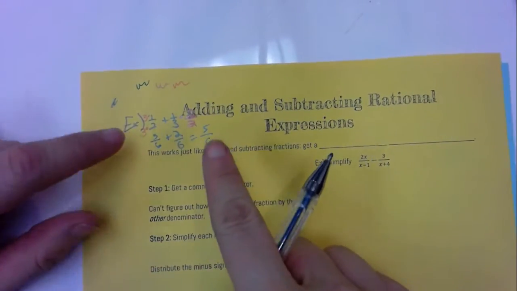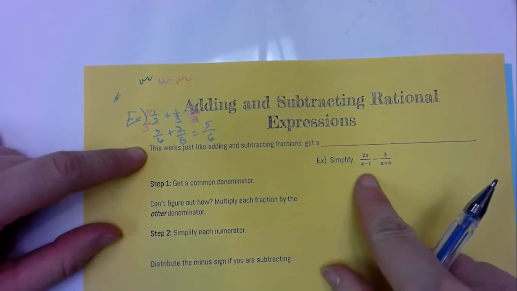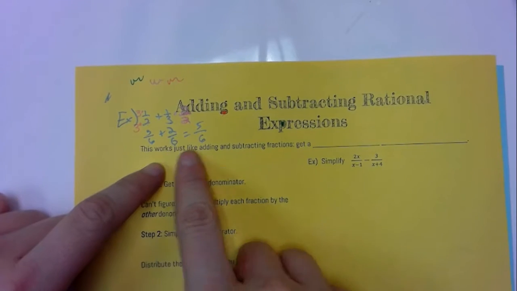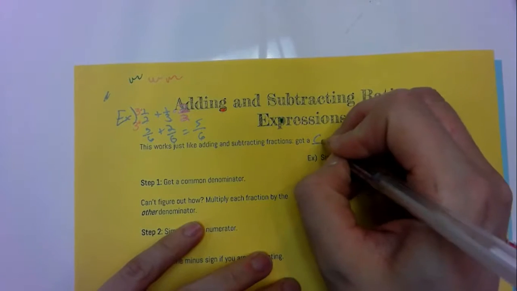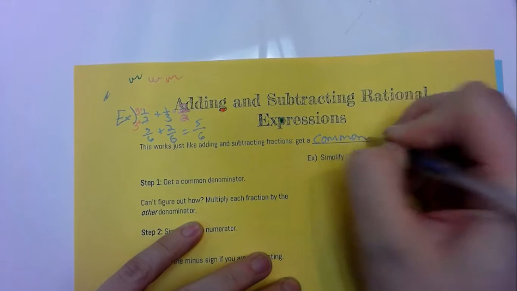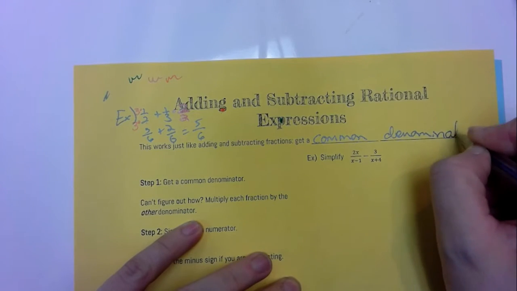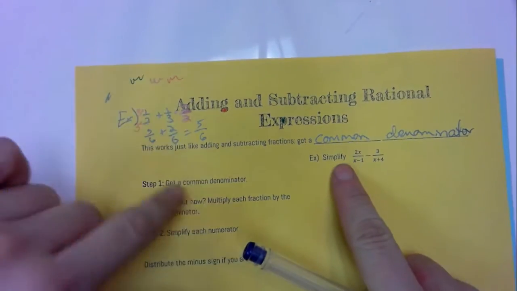These are the exact same steps we're going to do when we're adding and subtracting rational expressions, which are just really fancy fractions. How fun! So we're going to get a common denominator first thing. You'll want to proceed just like we did up here.